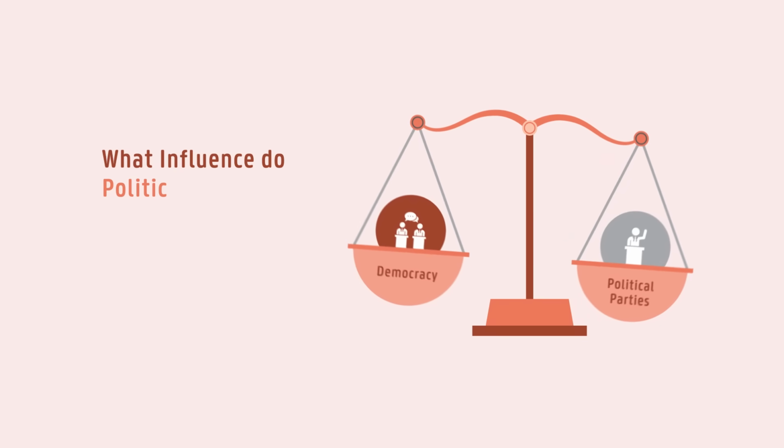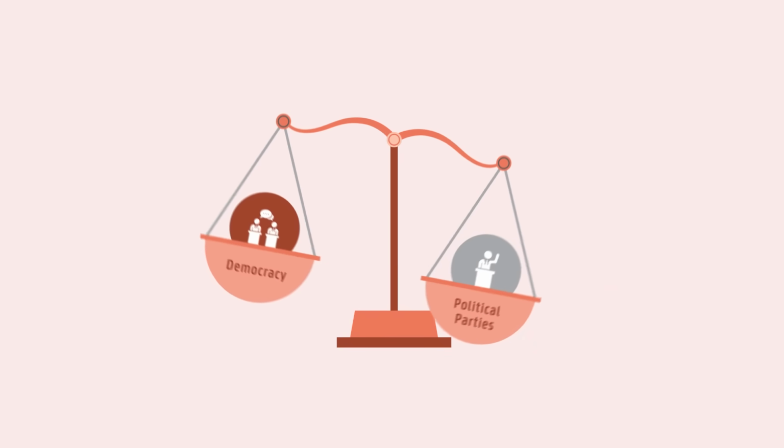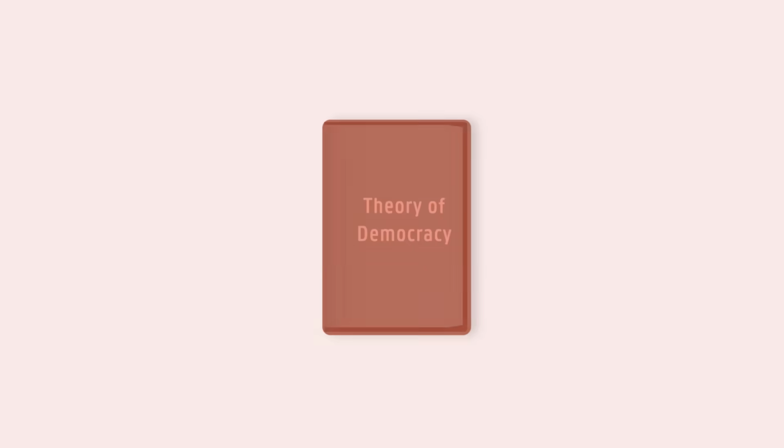What influence do political parties have on anti-democratic trends? The relationship between political parties and democracy is complex. Liberal thought at first didn't even include political parties in the theory of democracy. In practice, however, factions and then parties gradually emerged.